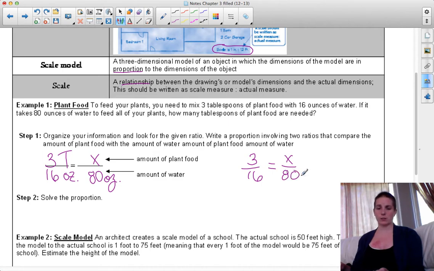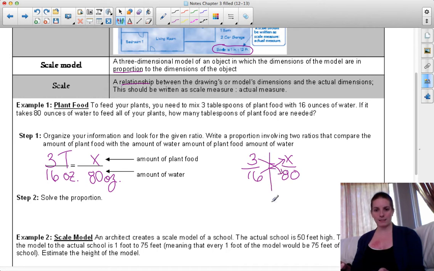And here's where our new skill comes in. Yesterday, we said that we would go ahead and multiply by 80 on both sides. The alternate method is to recognize that there's an equal sign in the middle, and when there's an equal sign in the middle, we can multiply the means and the extremes. So the means are 16 times x because they're in the middle, and the extremes would be 3 times 80.